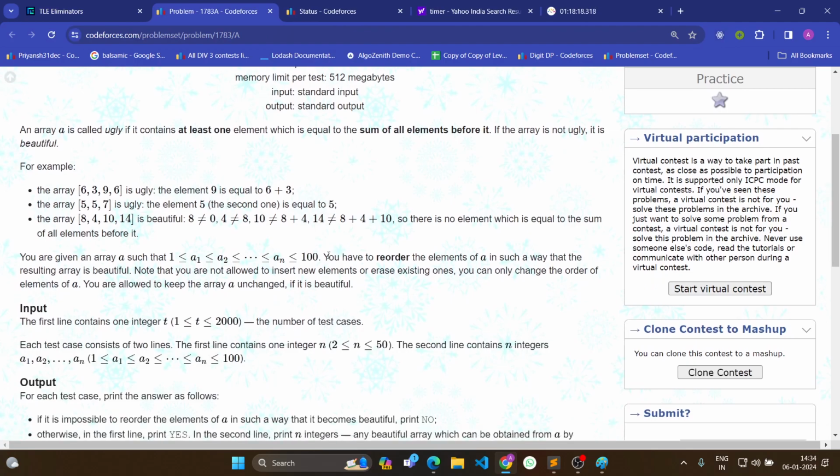Okay, make it beautiful, and I'll call it ugly if at least one of the elements is equal to the sum of all the elements before it. If there is no such element it is beautiful. You have to reorder the elements; an array is called ugly if it contains at least one element which is equal to the sum of all the elements before it.